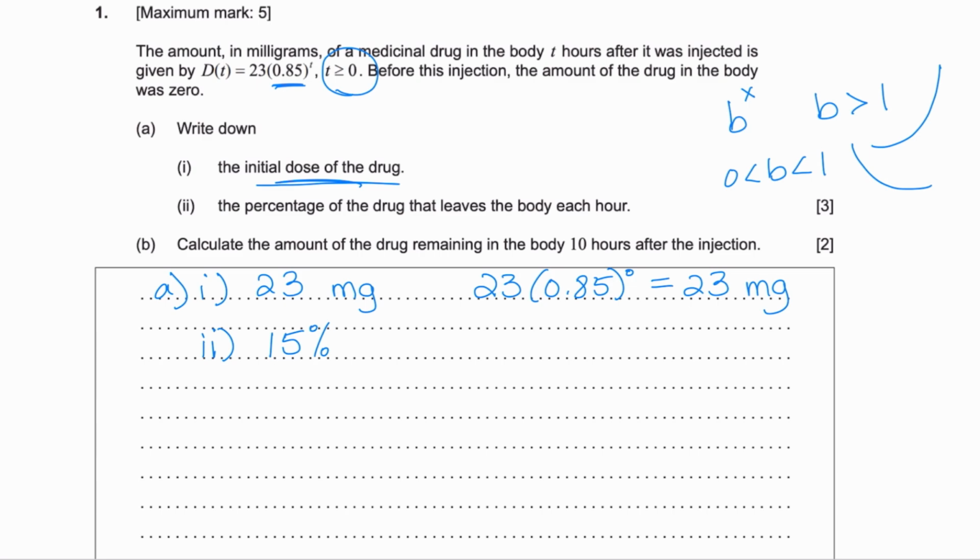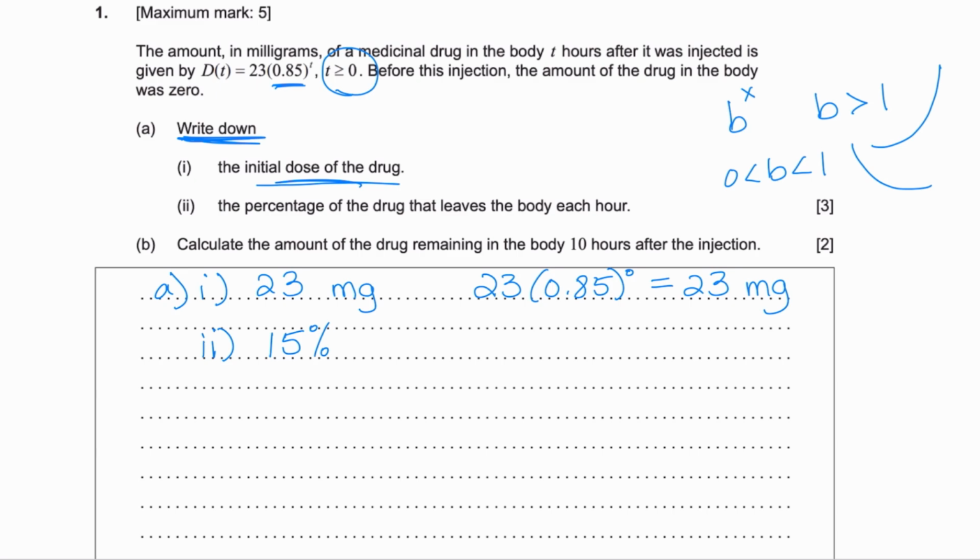Okay, so in that particular case, again, you look at the base is 0.85 because the base is less than 1. This is an exponential decay problem. That means that we are losing 15% and we're keeping 85%. And the fact that it says write down told me initially this should be a pretty simple question. Part B, calculate the amount of the drug remaining in the body 10 hours after the injection.